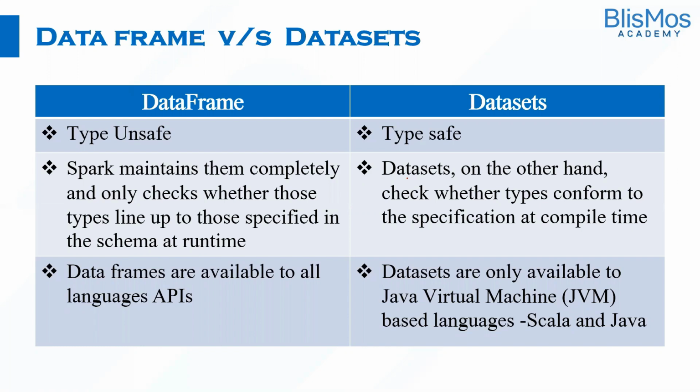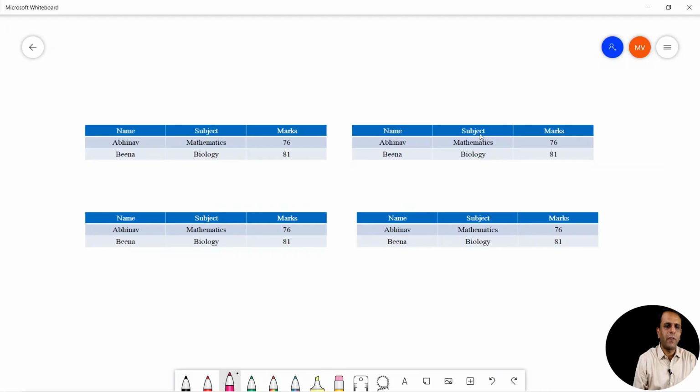First and foremost, a DataFrame is type unsafe. Datasets are type safe. What does it mean? What do you mean by type safe? What do you mean by type unsafe? Let us try to understand that by taking an example. We already know Datasets and DataFrames are table-like collections. Assuming this is a DataFrame. Assuming this is a Dataset.